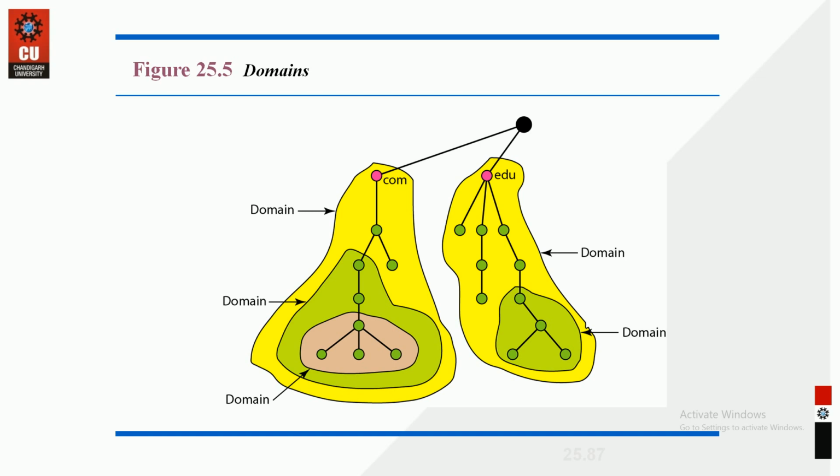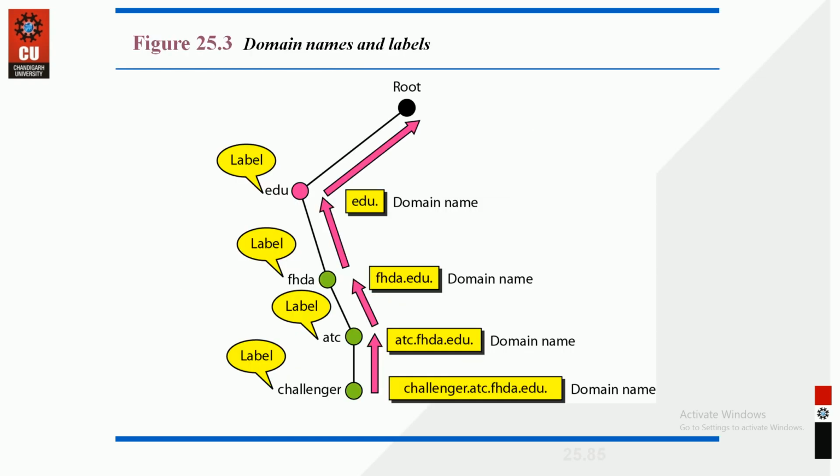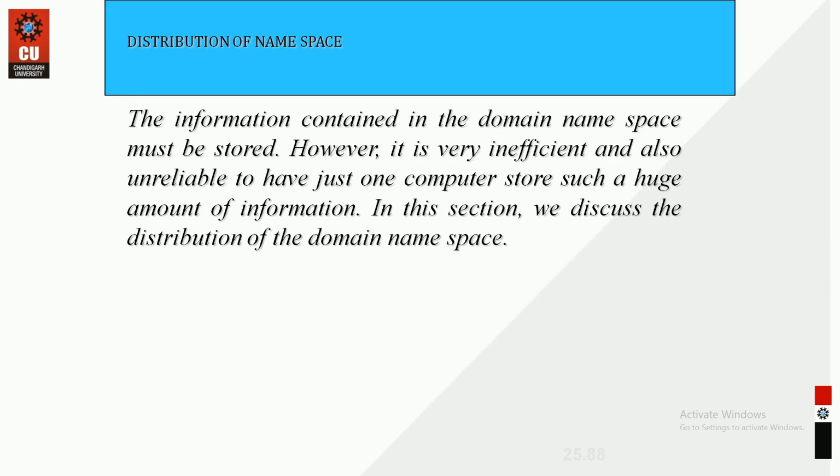I'm discussing .com. On the left-hand side we have the green parts, and each green part also becomes one domain. Further it is subdivided, and this also becomes a domain. So here is the root, then a domain, further domain, further domain. This is how it works, like .atc, then .fhda, then .edu. This is how it works, right?